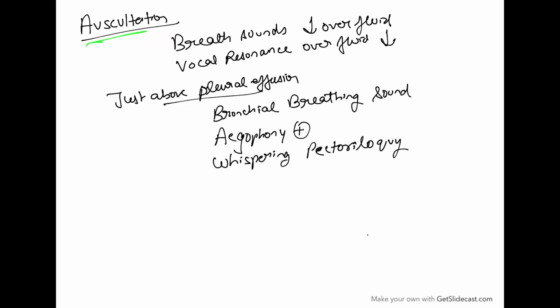Now, talking about auscultation, the breath sound will be reduced over the fluid. Vocal resonance, like tactile vocal fremitus, will also be reduced. Then just above the pleural effusion, we can find bronchial breathing, egophony, and whispering pectoriloquy. Okay, these are some of the findings on auscultation.